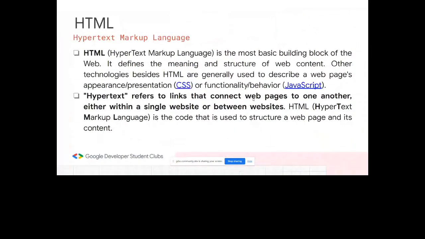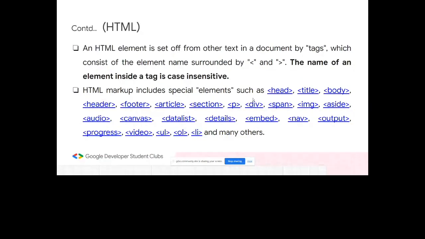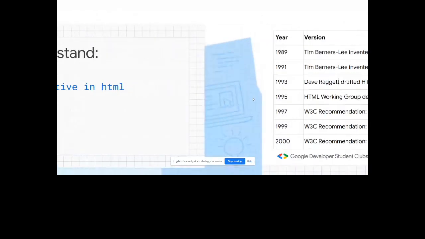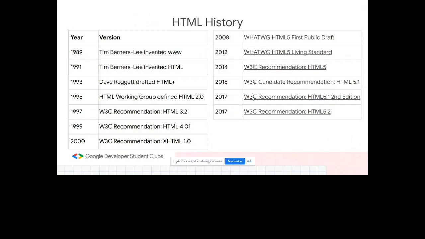We discussed the definition of HTML and a little description of CSS and JavaScript as well. As the definition says, hypertext links the web pages, and we learned about that. We also identified that HTML is a case insensitive language. Then we learned about a few elements, tags, and attributes as well, and the case insensitivity in HTML. And then the history of HTML.